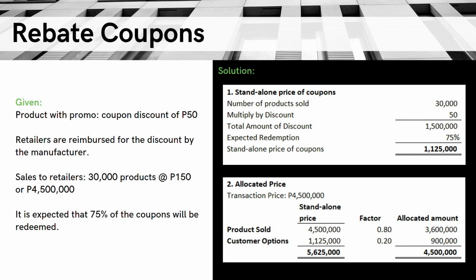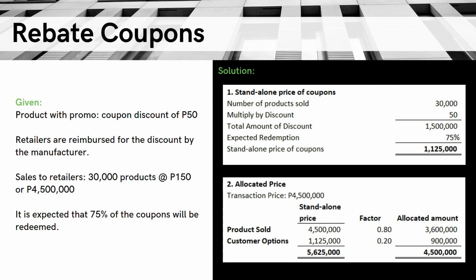So we will now get the allocated amount by multiplying your factor with the transaction price. So 80% times 4,500,000, that's 3,600,000. And then 20% times 4,500,000, that is 900,000. So add the two, still equal with your transaction price. So that's for the customer options.